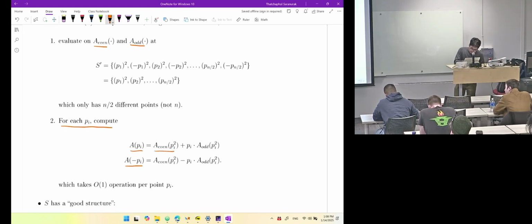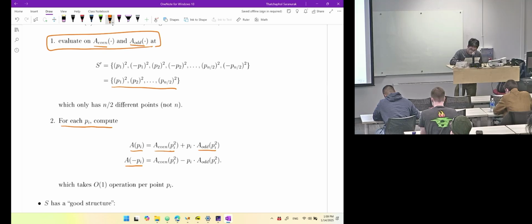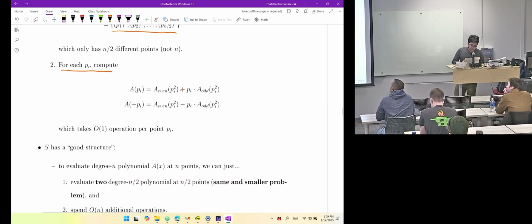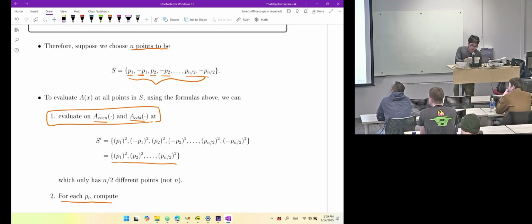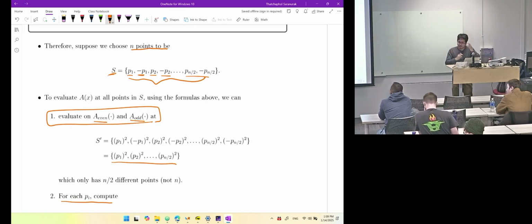Each of these, in the first step, I have already computed A even and A odd at all of these guys. So I have all of this, right? And to get these two guys, I just take O(1) operations to multiply numbers here and add them, multiply the number here and subtract them. So you can see that this set S of numbers that have this negation pair structure has good structure.